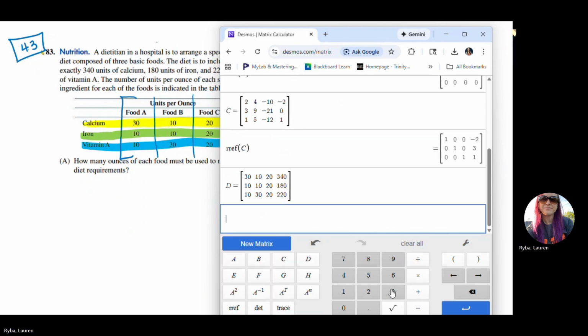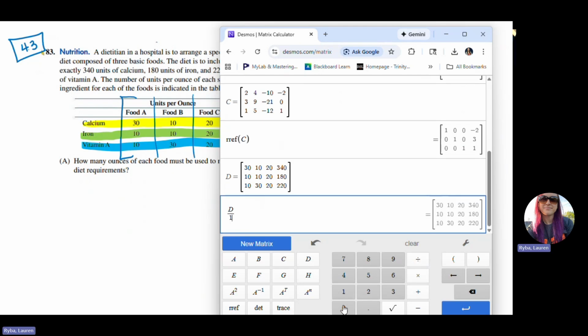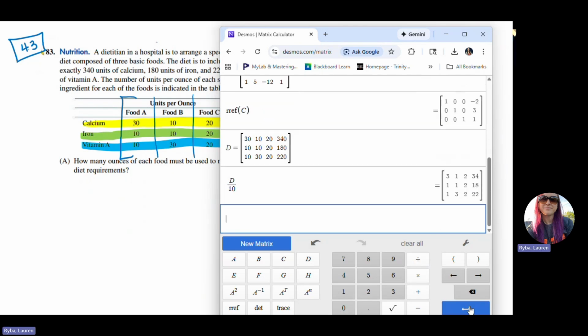Divide everything, if I wanted to. So let me show you how I could do that really quick. Take D and divide by 10. So I could do that and then have smaller numbers, especially if I were going to do this by hand. That is something that would make the problem a lot easier for sure.